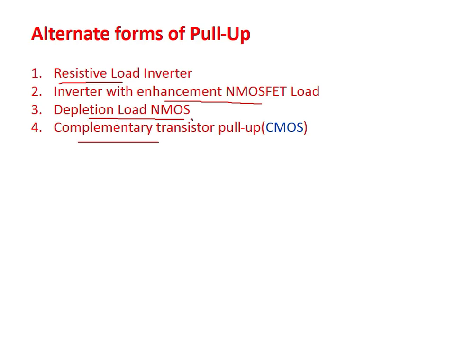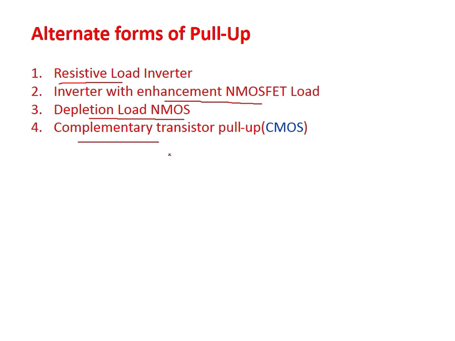Depletion load NMOS. Whatever the previous circuit, that is the NMOS inverter we have discussed, is the depletion load NMOS circuit itself. Complementary transistor pull-up. Here complementary means it is a combination of PMOS and NMOS. P is complementary to the NMOS transistor. That's why it is called a complementary MOS structure. The pull-up network is designed using PMOS transistors. The pull-down network is designed using NMOS transistors. So in that case, how it can work as an inverter we will discuss.